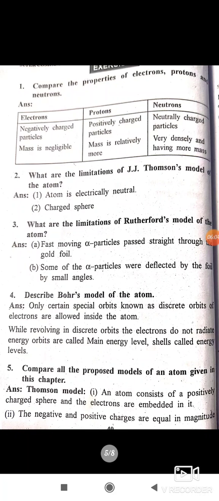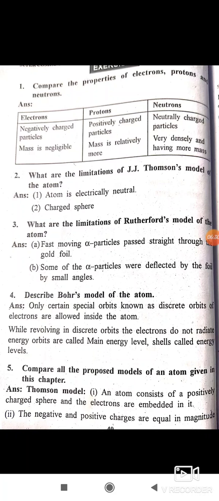Compare the properties of protons, electrons and neutrons. Negatively charged particles are called electrons. Positively charged particles are called protons. Neutrally charged particles are called neutrons. The electron's mass is negligible and the proton's mass is relatively more.